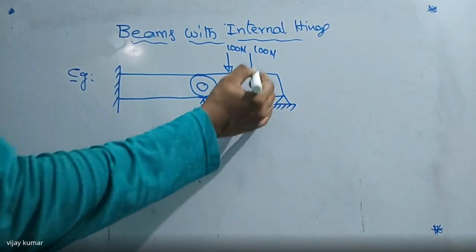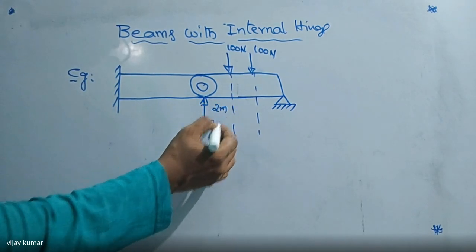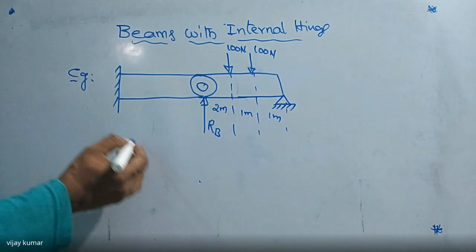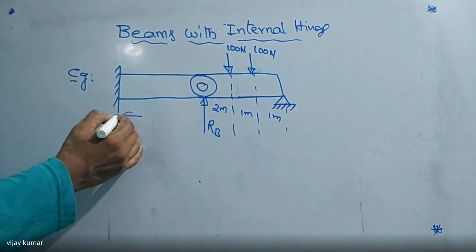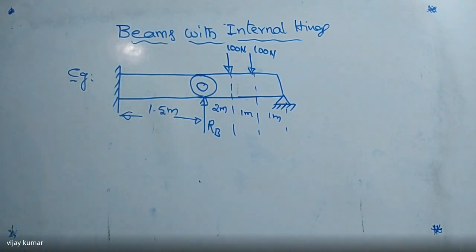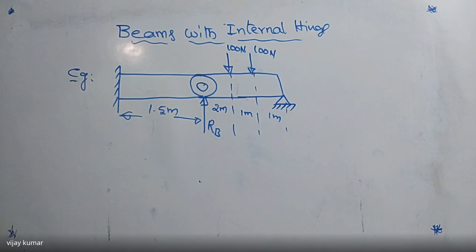And the distance between these two is 2 meters. This one is 1 meter, up to this one. And this one is given as 1.5 meter. So this is the given diagram. It has two bars which are connected by an internal hinge.